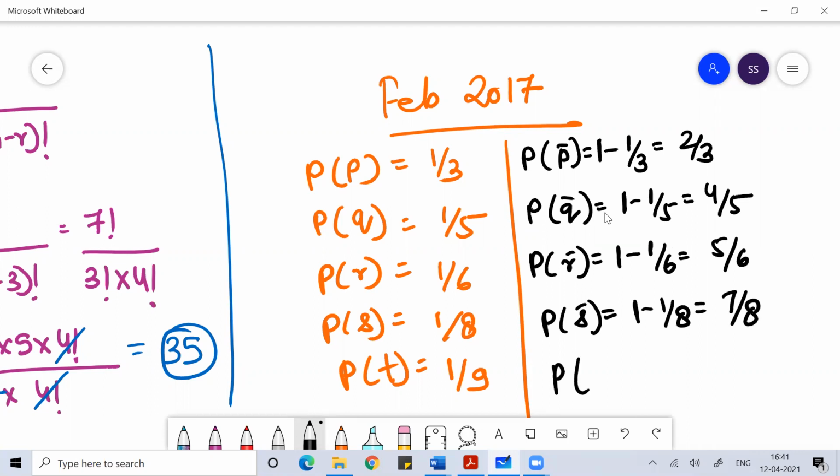What is the probability that T cannot solve the problem? That would be 1 minus 1 by 9, which is 8 by 9. I hope you understood this.